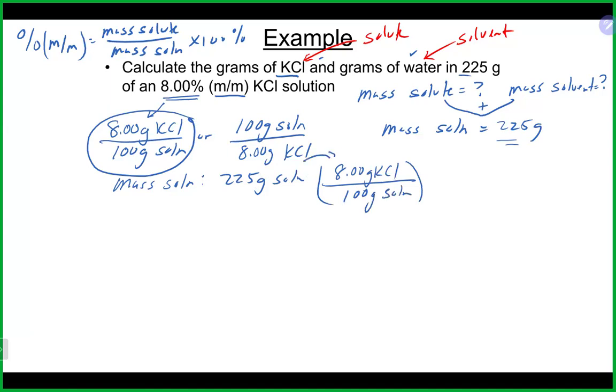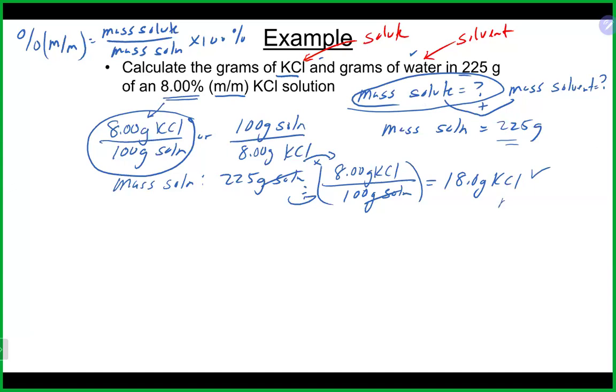Once again, dimensional analysis, multiply and divide, grams of solution cancel. That's going to yield us here 225 times 8 divided by 100. Looks like about 18 grams of KCl. That is the mass of our solute in this case, right?